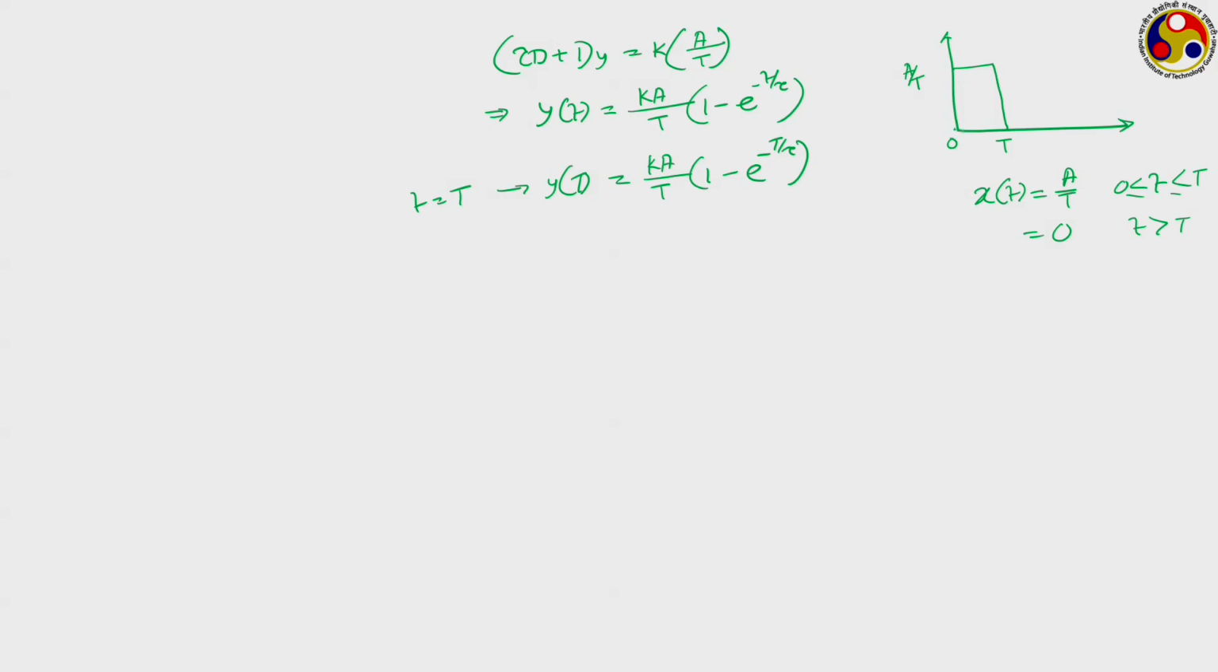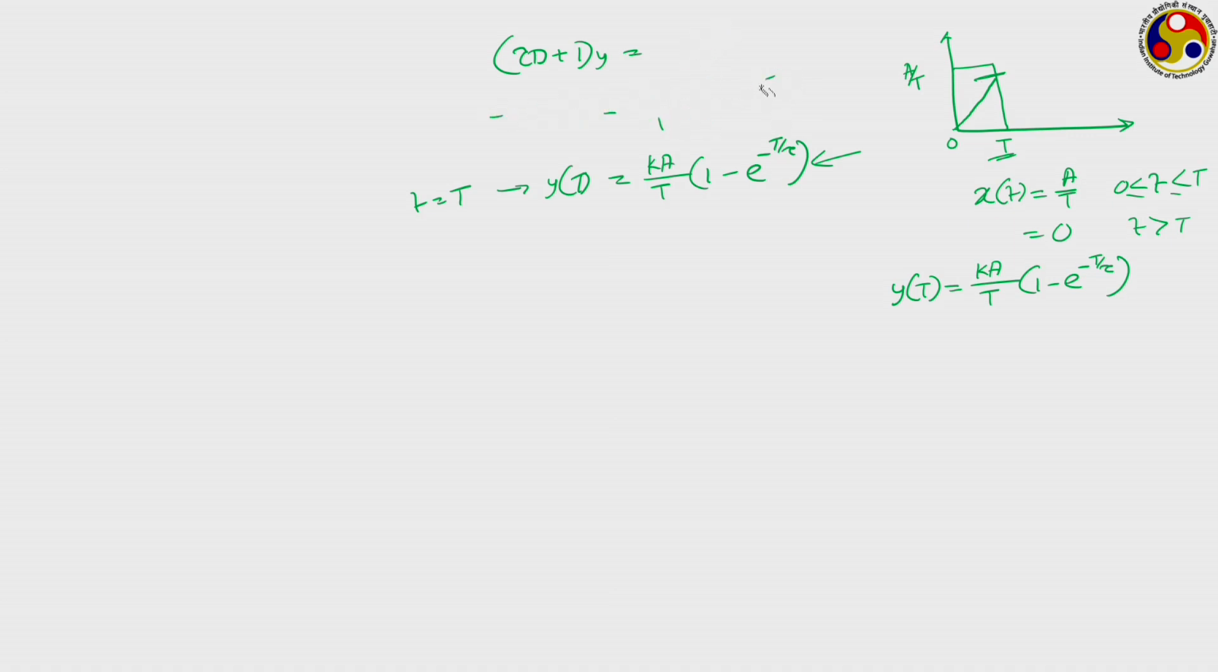If we draw, the output will keep on increasing following the standard step response, and at time t equal to capital T it reaches a value something like this, which is given by here. Let us store this value. Y at capital T is equal to K by T into 1 minus e to the power minus capital T upon tau. Let me delete this entire thing and proceed with the remaining part of the calculation.